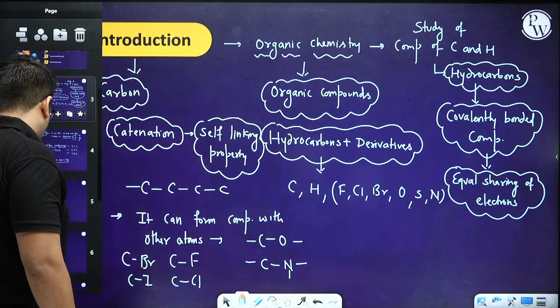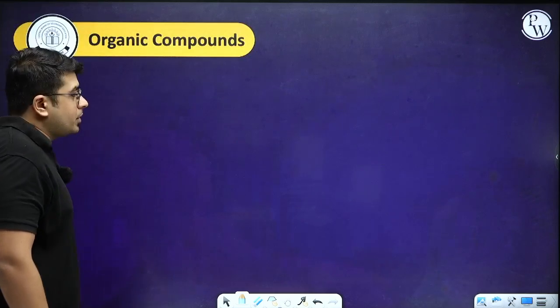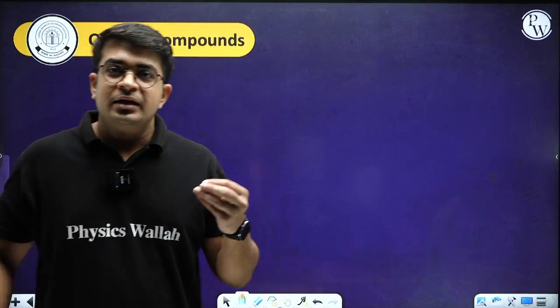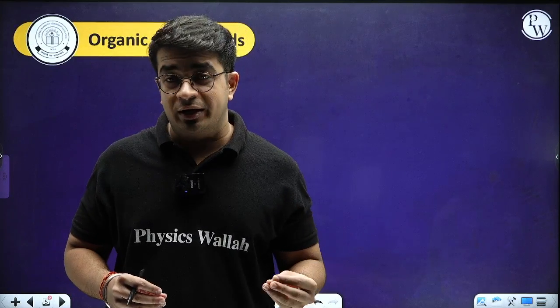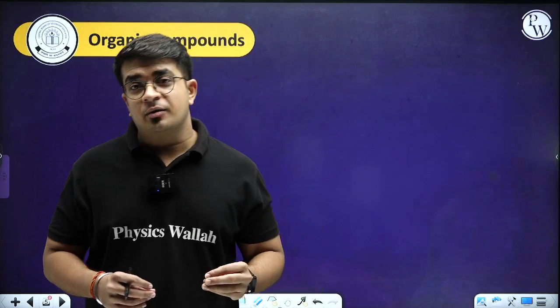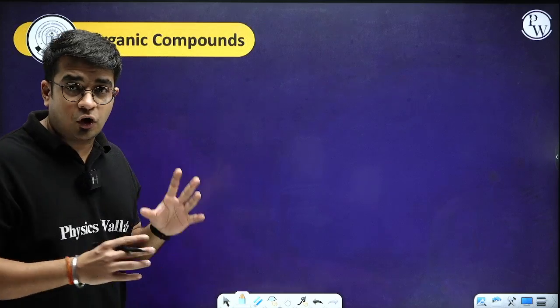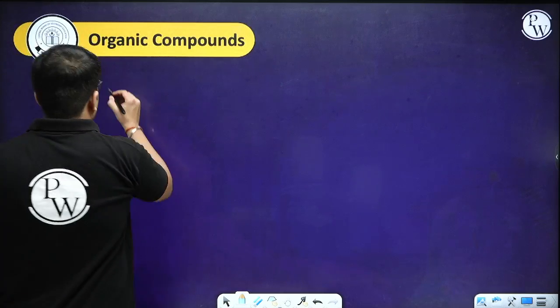Now, along with that, if I talk about organic compounds, they are basically compounds which are formed by carbon, hydrogen and other heteroatoms. They are covalently bonded compounds. But in that particular case, if I talk about the entire introduction part of organic compounds, we should know certain things about carbon.